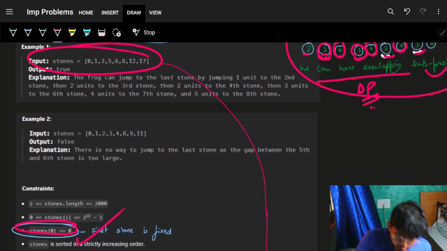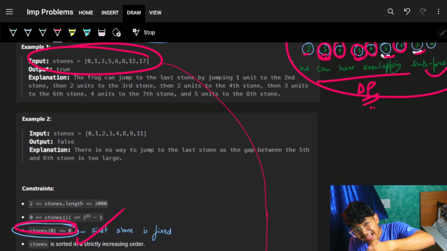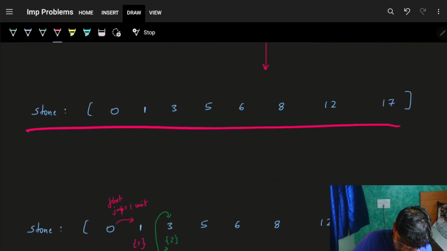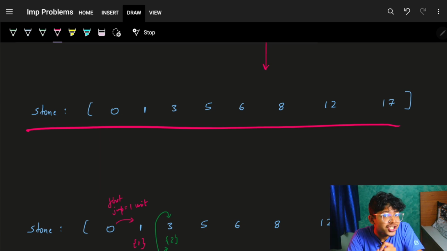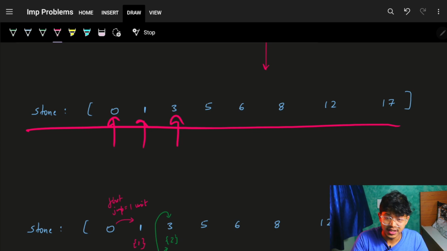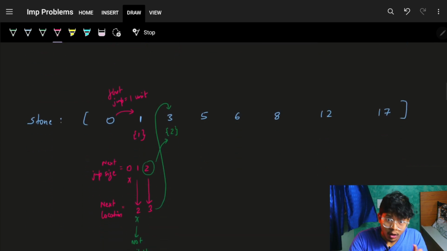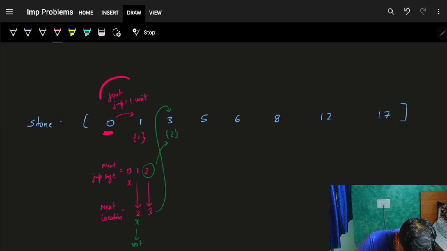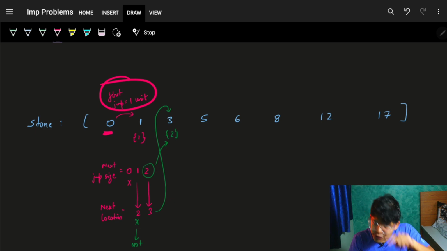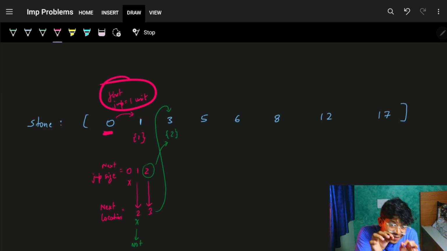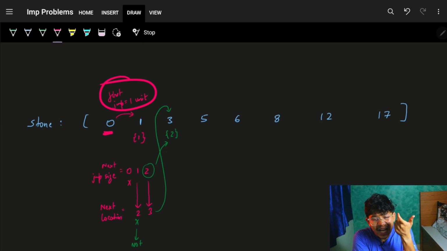Now we will walk through the example itself to actually apply that in our problem and see how we can solve it. So we have all these stones. When I say stones, it means the locations: a stone at location 0, a stone at location 1, a stone at location 3, or you can say position also. As we saw, the first stone is at location 0, and for sure the first jump was of 1 unit. So after the jump of 1 unit, it will land at 1.